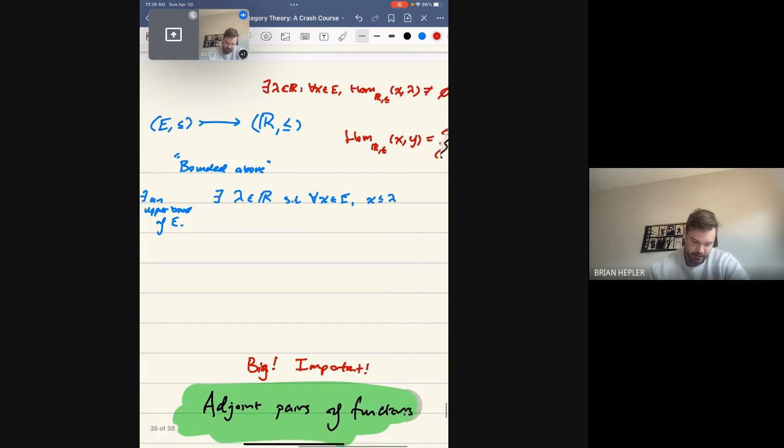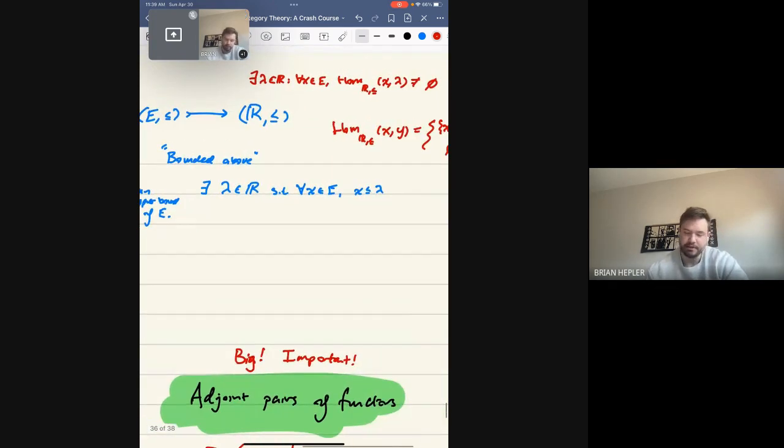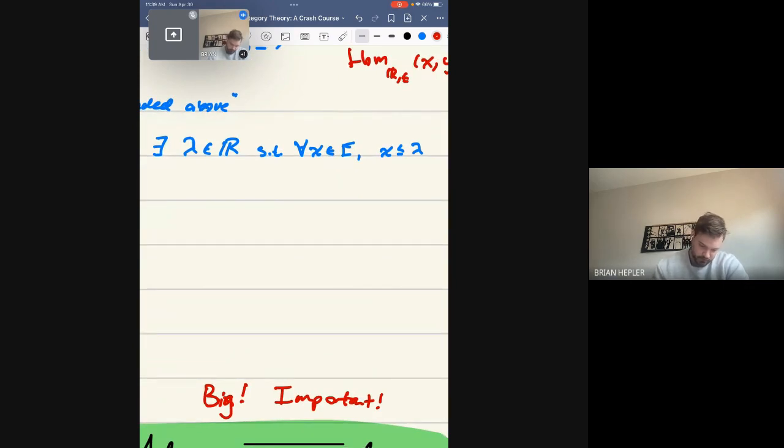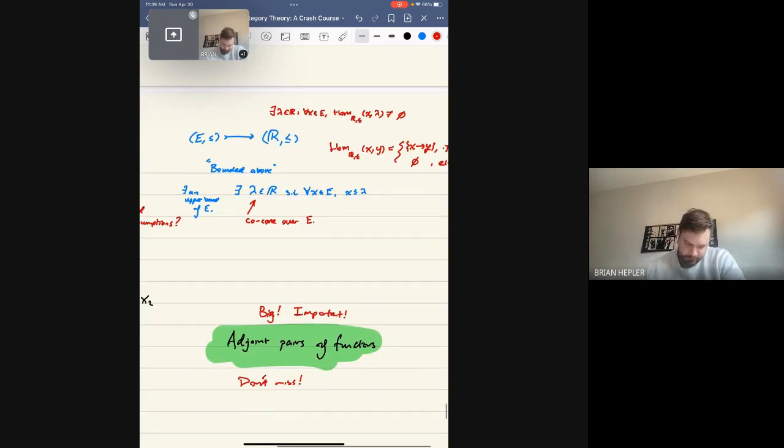In this case, the data of a single upper bound is the same thing as the data of a cocone over E. Being a universal cocone is the same thing as being the colimit of this inclusion diagram. But you can't have a universal cocone if you have no cocones to begin with. So saying that E is bounded above is the same thing as saying that there's some diagram that we can take a limit over.